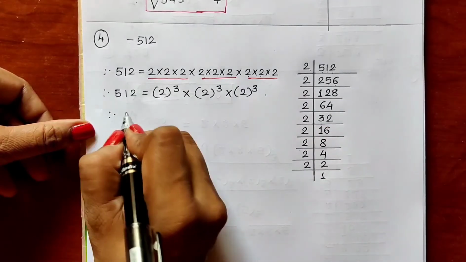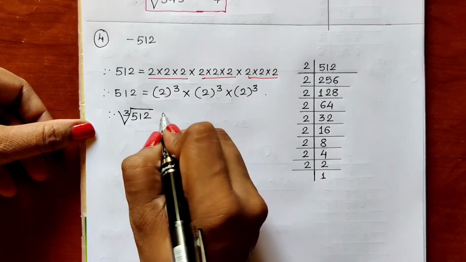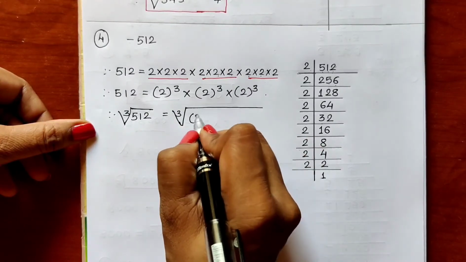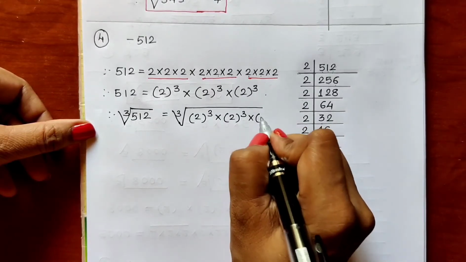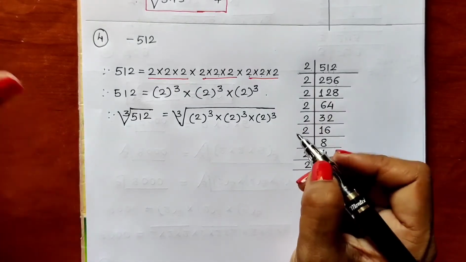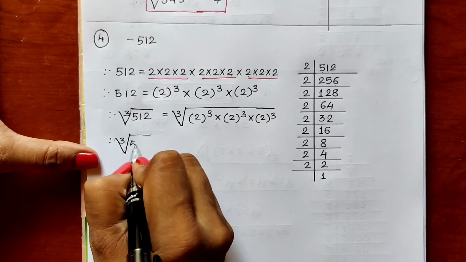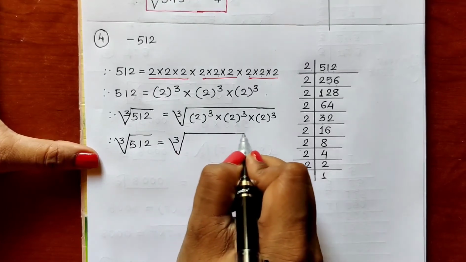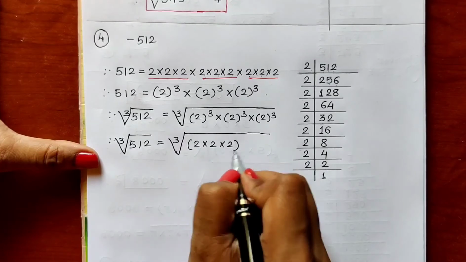Okay, now we have to find out the cube root, so we will put it under the cube root symbol. Cube root of 512 is equal to cube root of 2 cube into 2 cube into 2 cube. We have to write this symbol till the last number. Now again, cube root of 512 is equal to cube root of, we will write all the cubes combined, 2 into 2 into 2 cube.